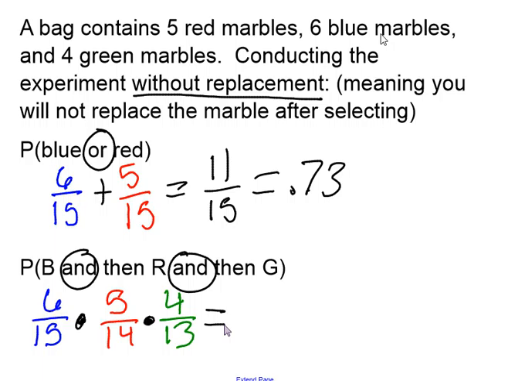So 6 over 15 times 5 divided by 14 times 4 divided by 13 gives me a fraction of 4 out of 91. Or in other words, 0.04 chance, or only a 4% chance of these 3 events happening together.